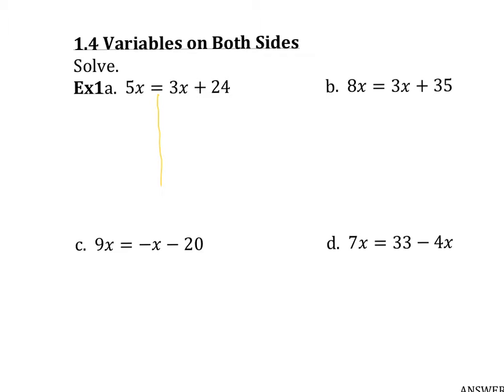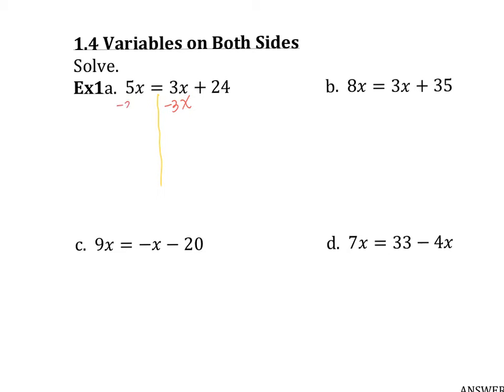Okay, when there's variables on both sides, I decide which one I want to cancel. I see that there's a 5x on the left side. It's all by itself. And on the right side, I have 3x plus 24. Since the 5x is already alone, I want to leave him there. Since the 3x is with the 24, I'm going to cancel the 3x. Since it's a positive 3x, I'm going to subtract 3x.